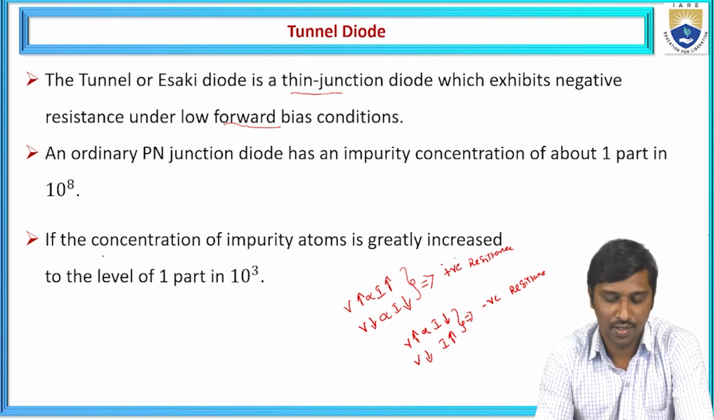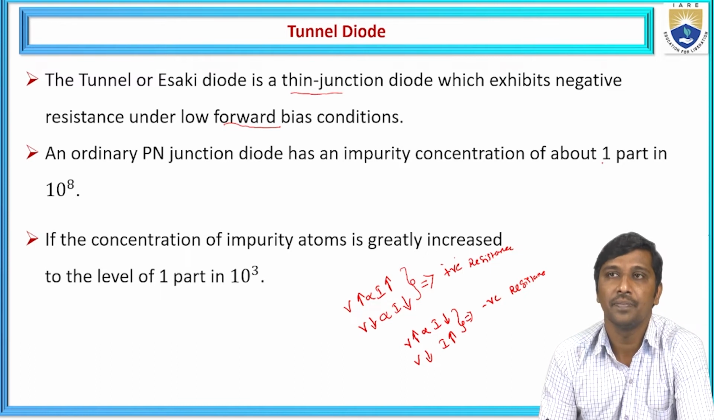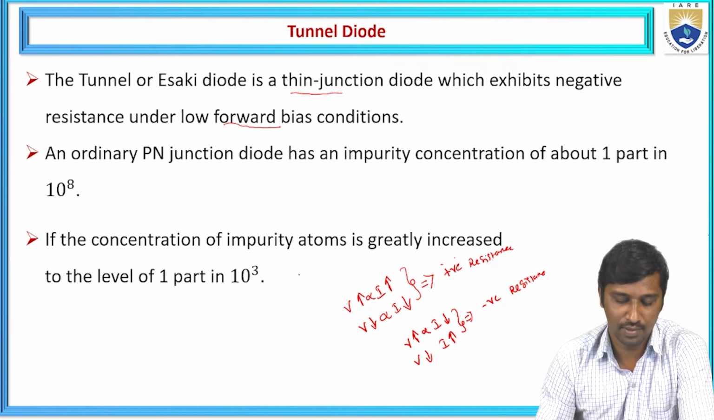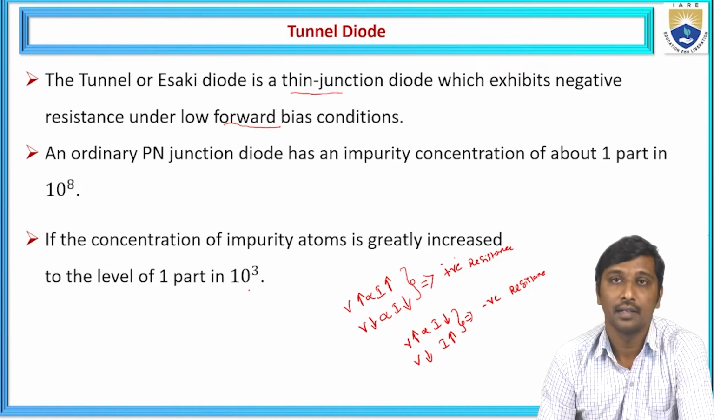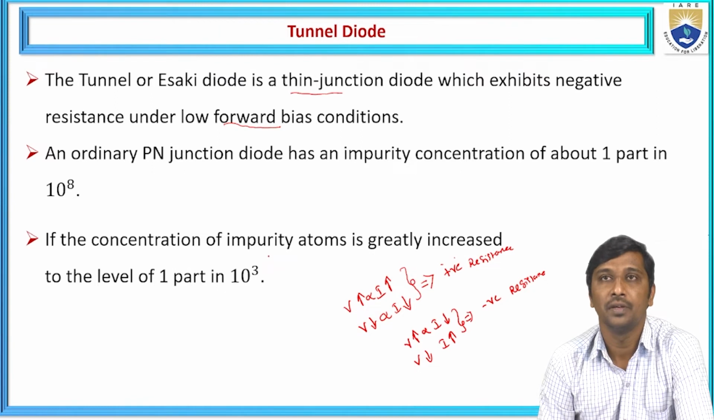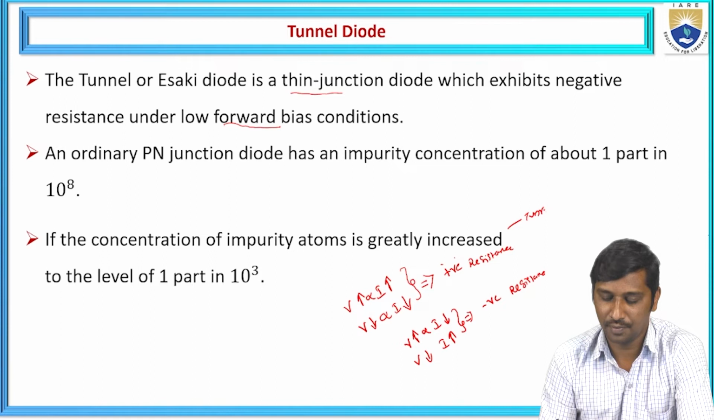But if the concentration is increased, while I'm purifying the atoms at the level of 1 part in 10 power 3. So in a normal semiconductor, the doping or impurity concentration is 1 part in 10 power 8, but this is 1 part in 10 power 3. And this type of doping concentration is involved to construct a tunnel diode here. So that is the reason this type of diode belongs to the tunnel diode.